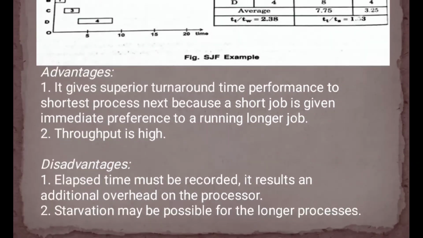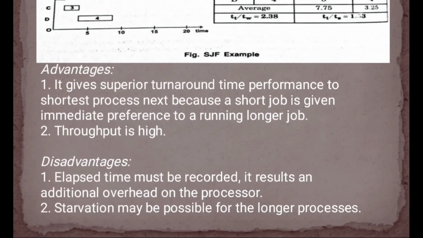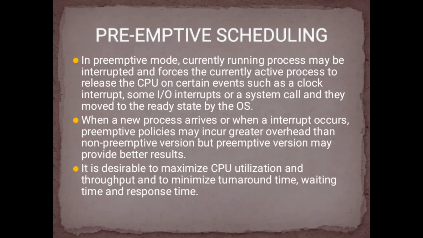What may be the disadvantage of that one? Elapsed time must be recorded, which results in additional overhead on the process. So we have to consider the processing time of each one, and this will take longer. Starvation may be possible for the longer process. Though the longer processes need to be completed, they have to wait, so it will take more time to complete the longest process.